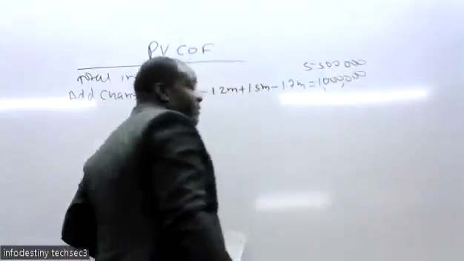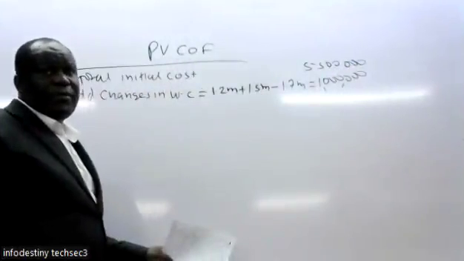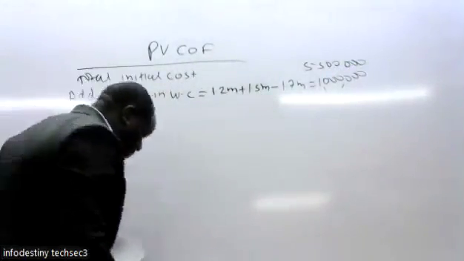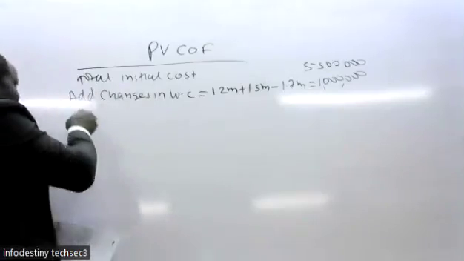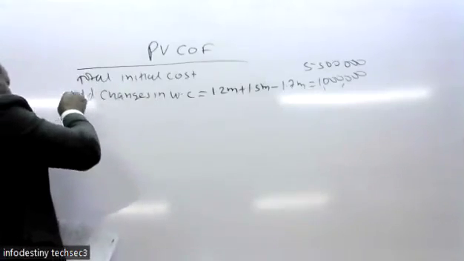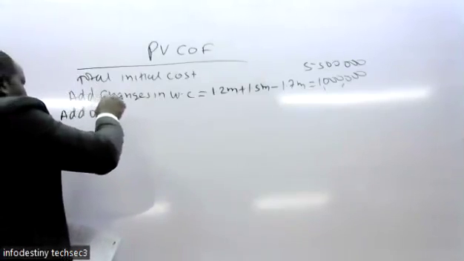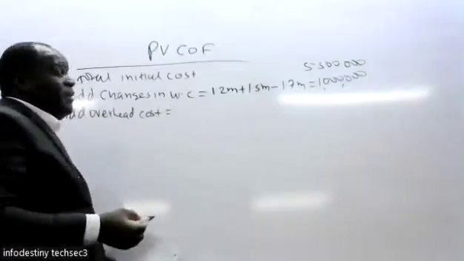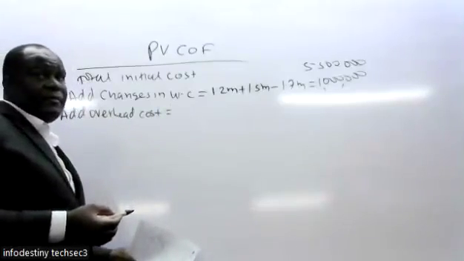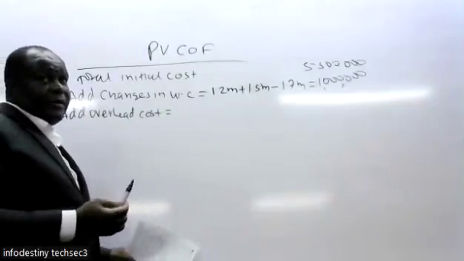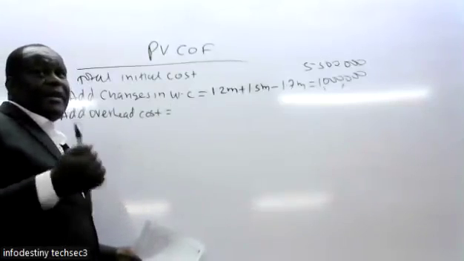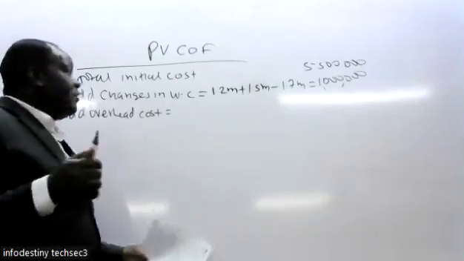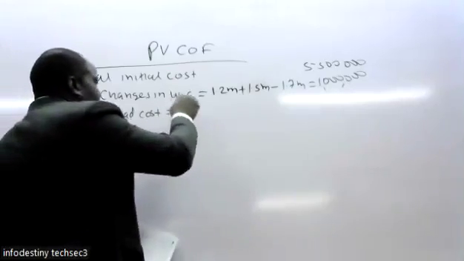The other item is the overhaul costs. Overhaul cost will also be part of the present value of the cash outflow. We also add the overhaul cost. But this overhaul cost, you remember it was incurred in which year? End of the second year. Anything that is not incurred in year 0, you discount. So it was 240,000.